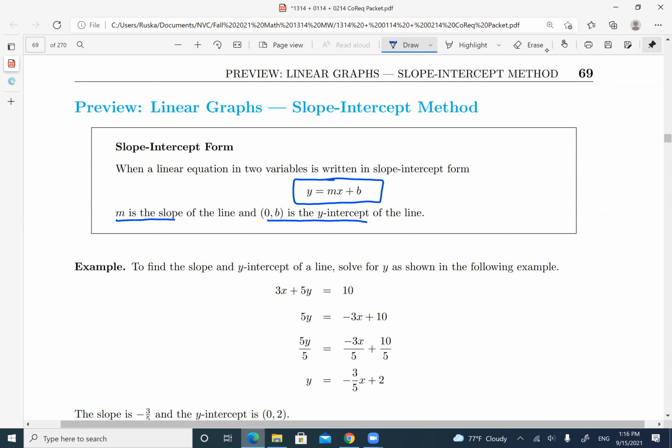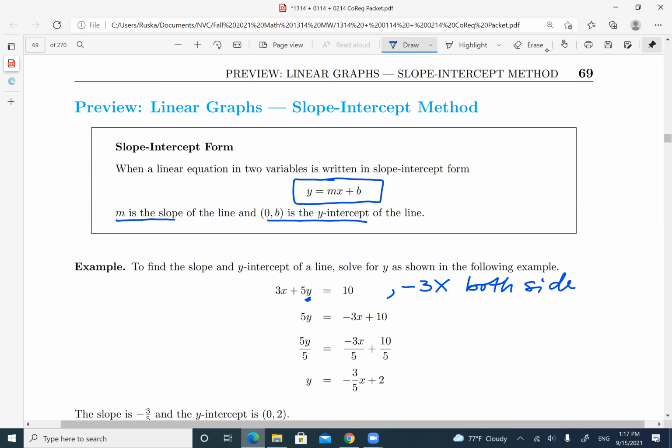So the example they give us here is 3x plus 5y equals 10. We need to get y by itself first. So we're going to subtract 3x on both sides. We get 5y equals negative 3x plus 10. And then you're going to divide everything. So here you do minus 3x on both sides.